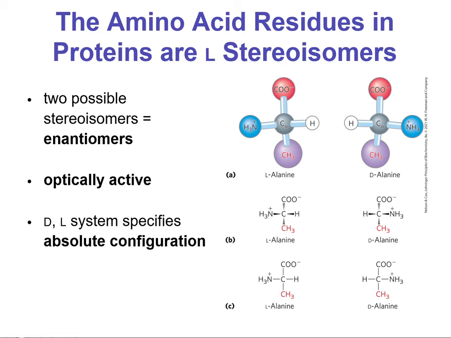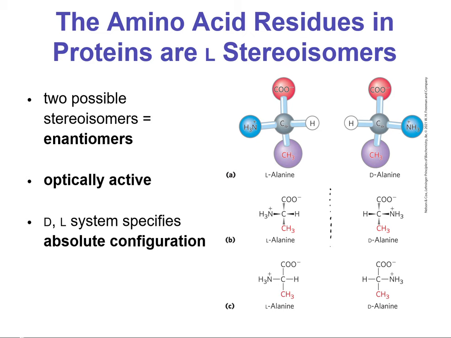So if you were to have a mirror right here, what you would reflect is if you had the L-alanine, let's say, looking in the mirror, what you would see is D-alanine. And this matters because the spatial arrangement means different things in terms of binding.